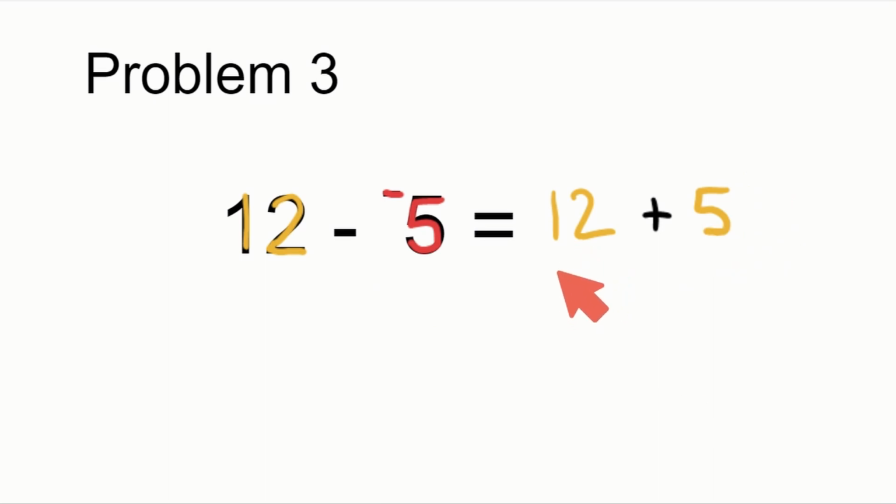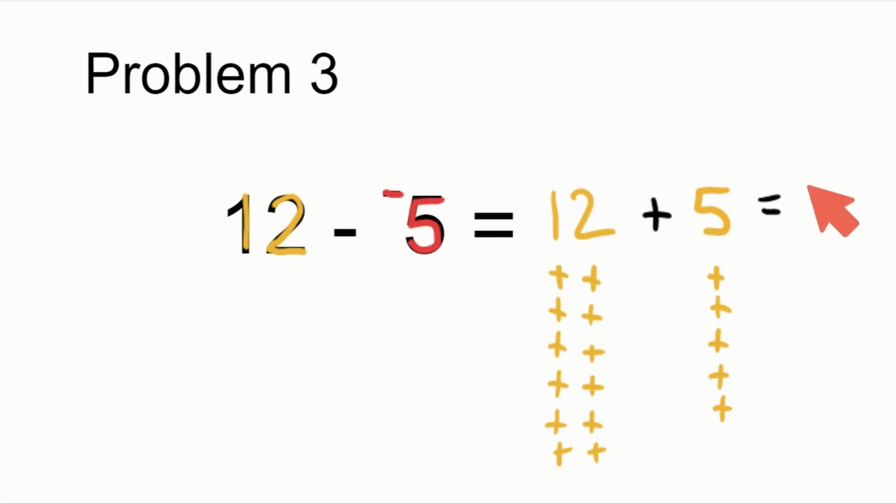12 is like having 12 positives. And plus 5 is like having 5 positives. So since these are all the same colors, I can count them up. 12 plus 5, counting up, I have a total of 17 positives altogether.